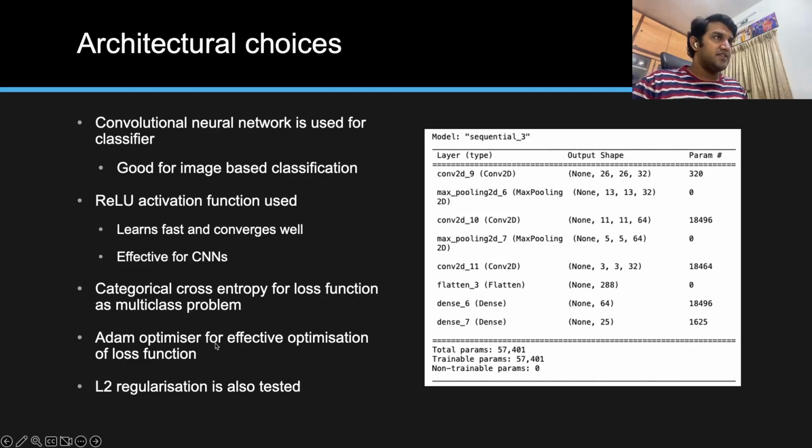And as for the optimization, we're using the Adam optimizer. The reason being, the Adam optimizer is very effective. It has proven its worth when used for CNNs. The next best is SGD, but when we tried with the Adam optimizer, it gave better results. And as for the regularization, we're using L2 regularization. We have tried with and without, and we actually see that when using L2 regularization, it performs much better.